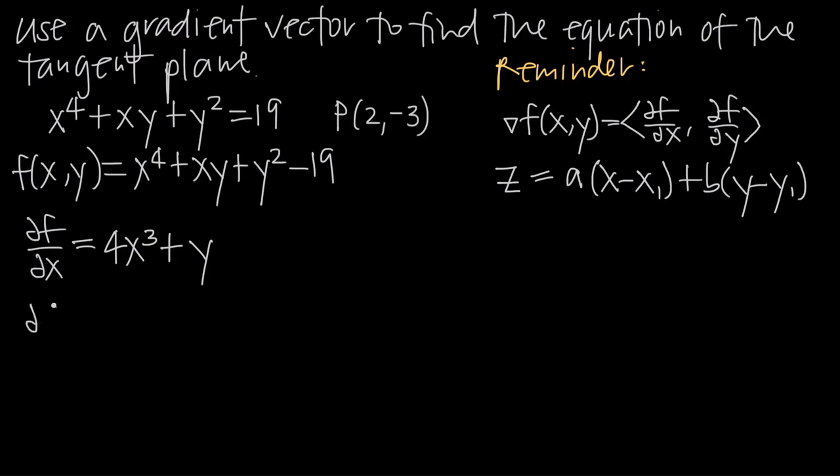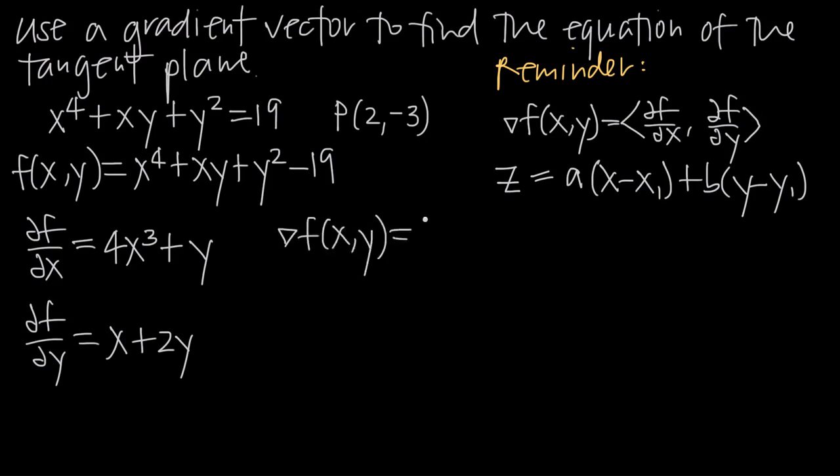So now we need our partial derivative of f with respect to y. For x to the fourth, we'll get 0. For xy, we'll just get x. And for y squared, we'll get 2y. -19's derivative will be 0. Now, with our partial derivatives, we can say the gradient of the function is going to be, and we'll plug our partial derivatives into this formula here. So we'll have (4x cubed plus y, x plus 2y).